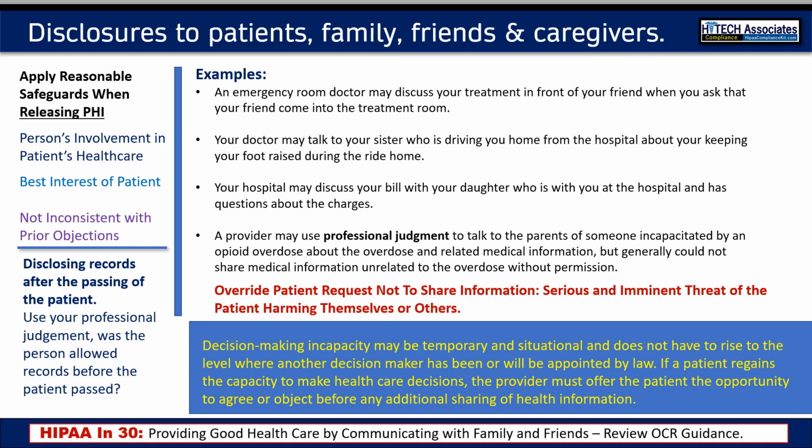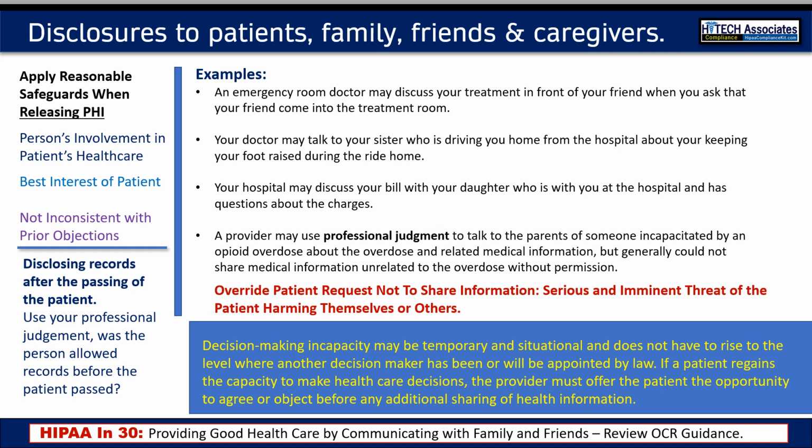So always understand that if a patient requests you not to share information, the only way you can override that is if there is a serious and imminent threat of danger to the patient harming themselves or others, and the person you're disclosing this to is someone that can help alleviate that threat. So do understand patients have that right. Now, this is not a free-for-all for you to give the patient's family and friends all of their information, but again, a part of their healthcare they're involved with and going over that information is allowed.